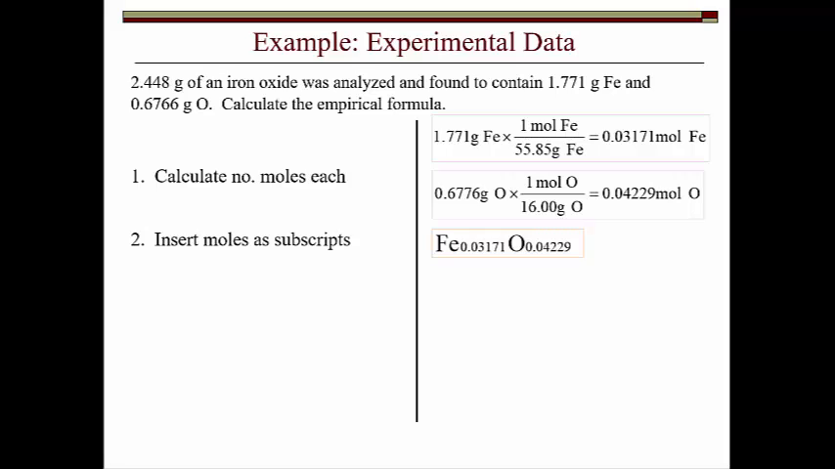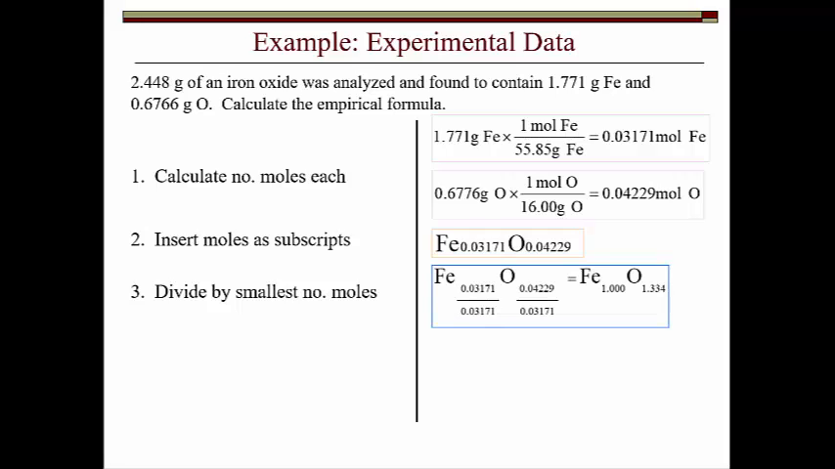The easiest way to do that is to divide by the smallest value that we have, right? The smallest number of moles we have. So in this case, the 0.03171 is our smallest value. When we divide that, of course, one of them is going to end up being a 1, in this case the iron, and the oxygen works out to be 1.334. So still not a nice small whole number. So what we're going to need to do, one last little step here, is we're going to need to multiply these values by small whole numbers until we get small whole numbers.